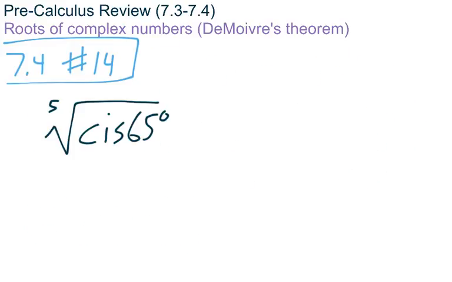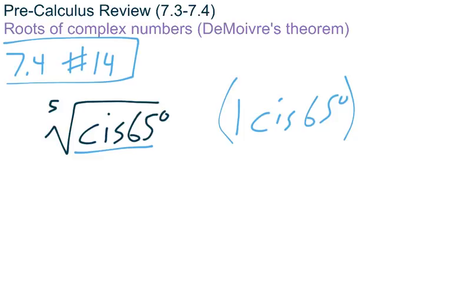I want to work number 14 with you for a couple of reasons. First of all, because it looks a little strange. If you notice, it's just cis 65 degrees. Hopefully you recognize that that means that there's an understood modulus of 1. So when we rewrite this one as 1 cis 65, we now raise it to a power of 1/5, and we can do DeMoivre's theorem.